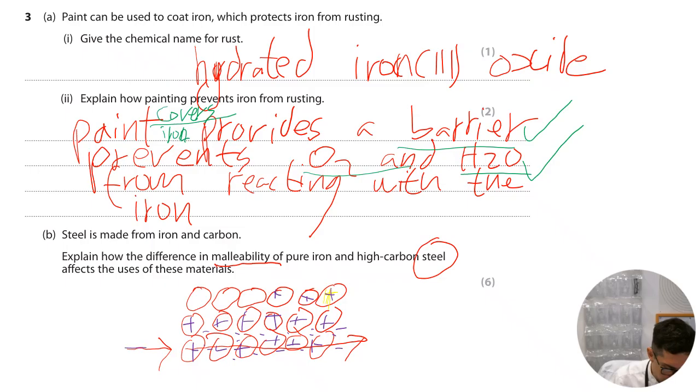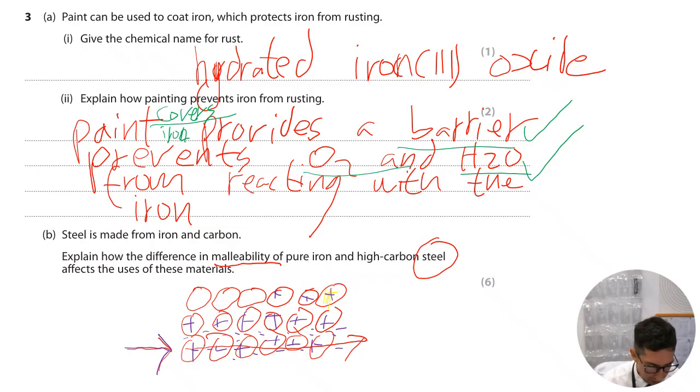So if I apply a bit of force and the layer shifts one ion to the right, the negative electrons are still in between all of these ions, so the metallic bonding hasn't really been affected. So therefore it's malleable. You can hit it with a hammer, it retains its shape, it's not brittle, it doesn't snap.